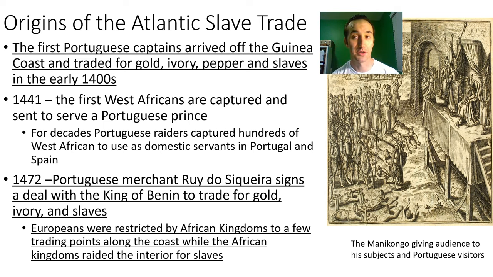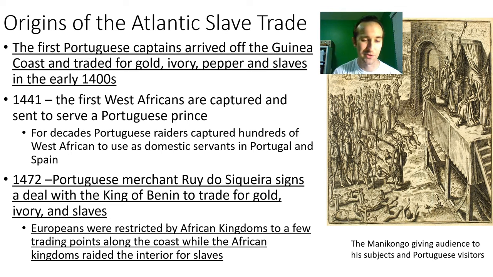In 1472, we see another shift, where a Portuguese merchant, Rua de Soqueira, signs a deal with the king of Benin to trade for gold, ivory, and slaves. So before it was just raids. Now this is an official trade with real documents, and it's really going to expand the trade too.